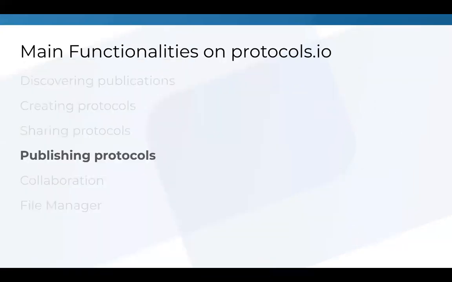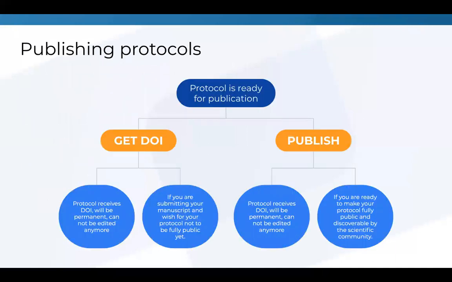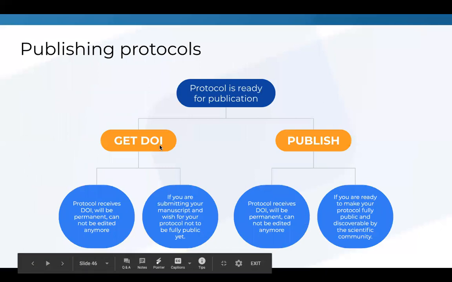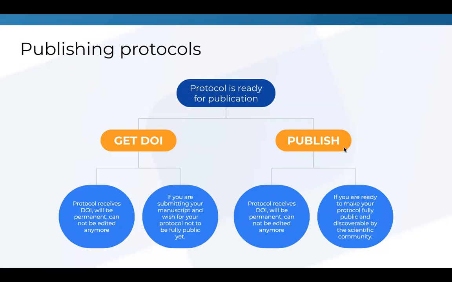And when you're ready to publish protocols, you will see two orange buttons. One is called Get DOI, and one is called Publish. The main difference really is, both of these buttons will give your protocol a DOI, but the Get DOI option is for when you're submitting a manuscript and you want to include the DOI in your materials and methods section.